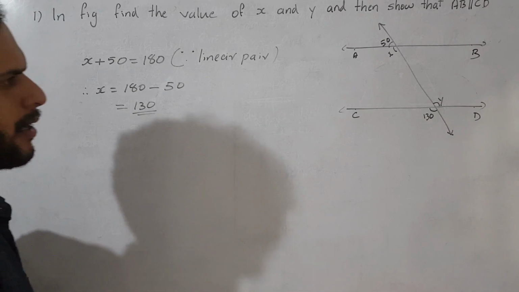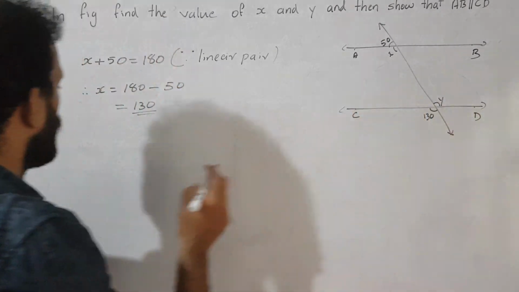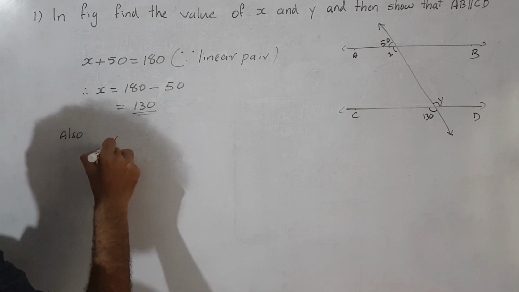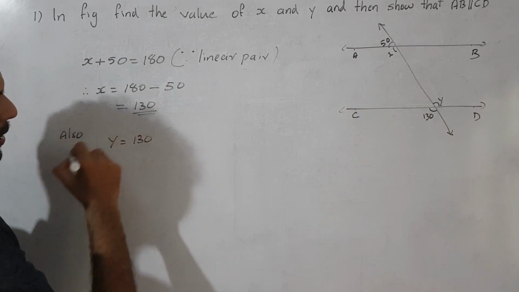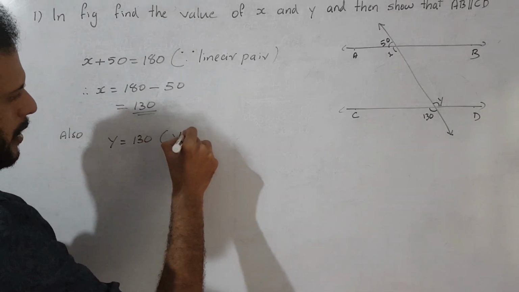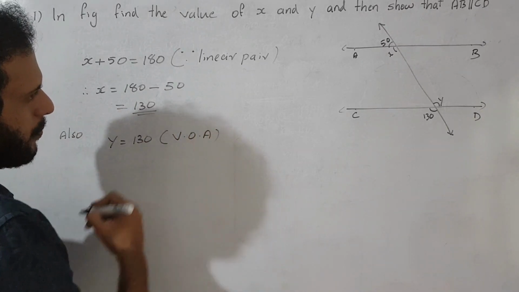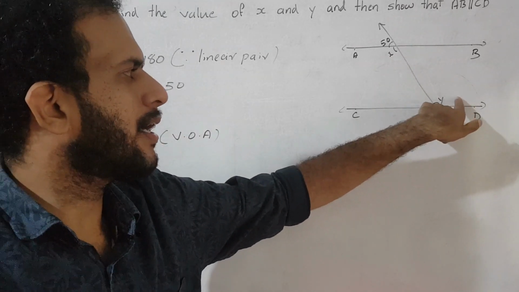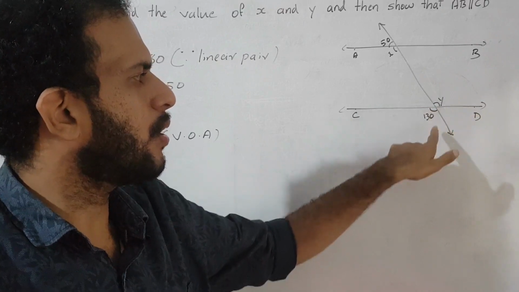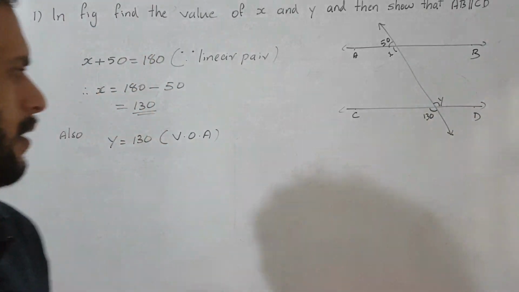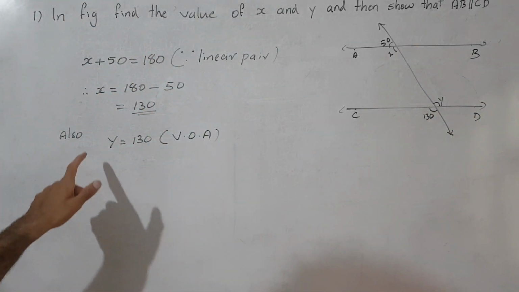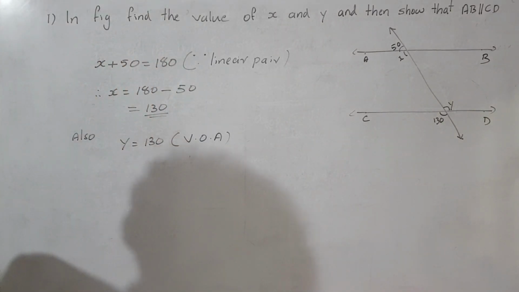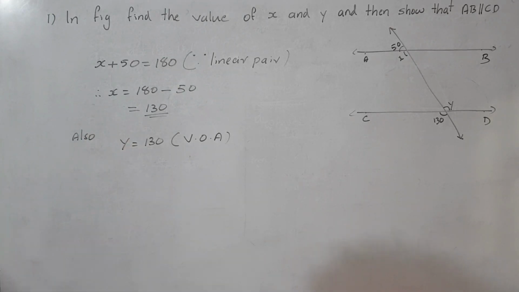Then here it is very clear. What is the value of y? y is equal to 130. Also y is equal to 130. The reason? Vertically opposite angles. 130 and y are vertically opposite angles. Therefore y is equal to 130. Okay, what is the reason? Vertically opposite angles are equal, so y is equal to 130. Here we got the value of x and y, and it is very clear x and y are equal.